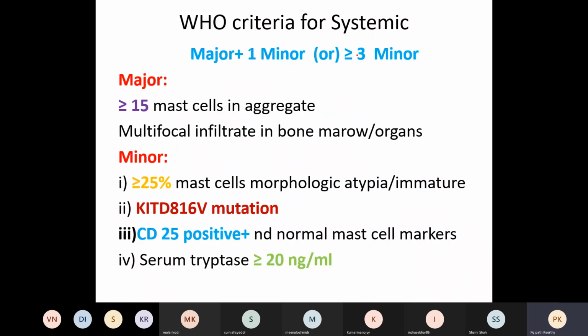Okay. Now we are going to talk about systemic mastocytosis. So what are the types of systemic mastocytosis? Victoria?